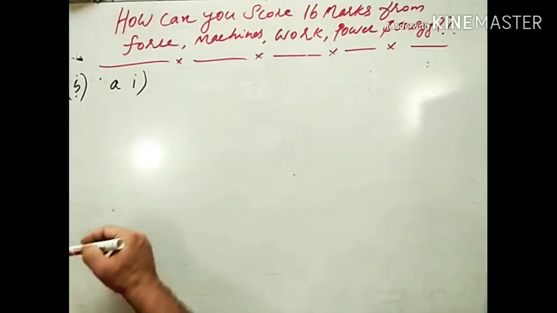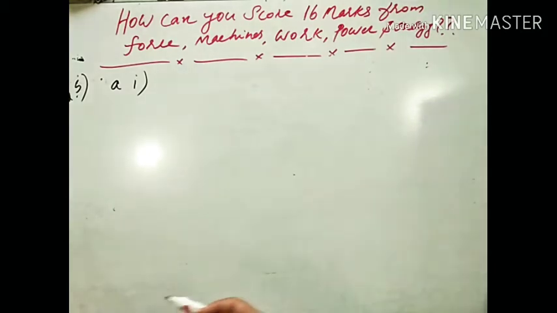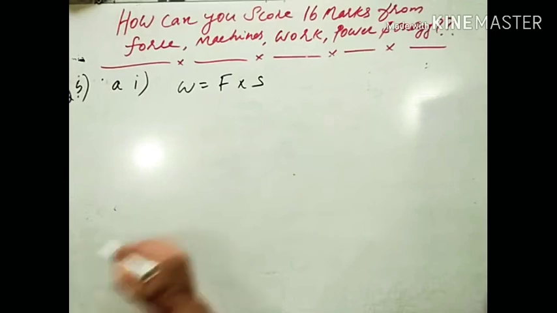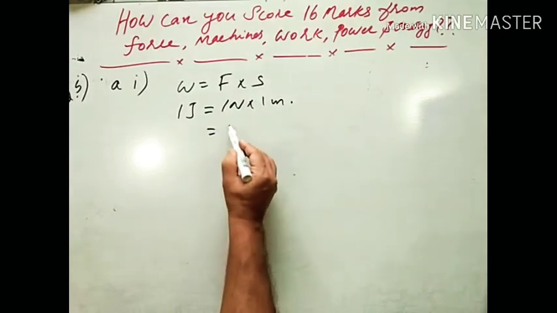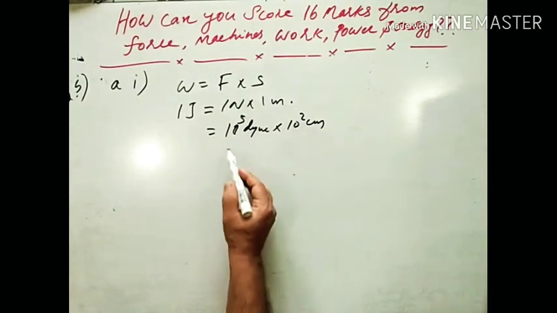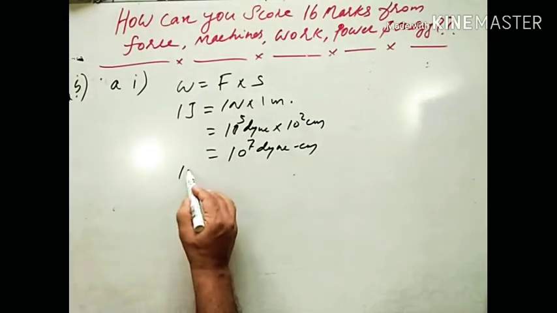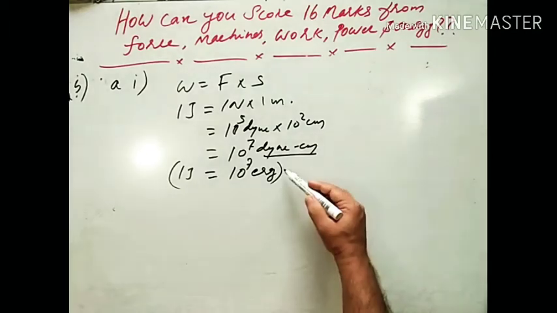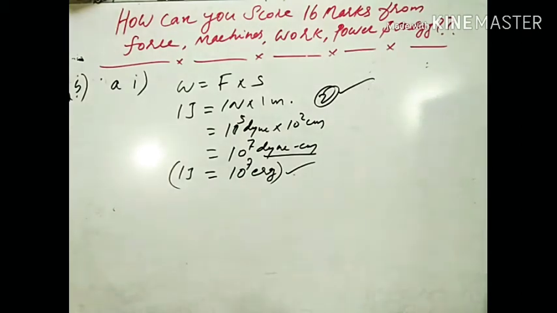So since the first one, what is the relationship between SI and CGS unit of work? Derive. You have to derive it, not just state it. Then you have to show all the steps. Since work is equal to force into displacement, work is measured in 1 joule, that's equal to 1 Newton into 1 meter. 1 Newton is equal to 10 to the power 5 dyne, you know it. 1 meter is equal to 10 to the power 2 centimeter, you know that. So 1 joule is equal to 10 to the power 7 dyne centimeter, which is erg. So 1 joule is equal to 10 to the power 7 erg. If you show all these steps, you get 2 marks. All right, so practice this kind of question.